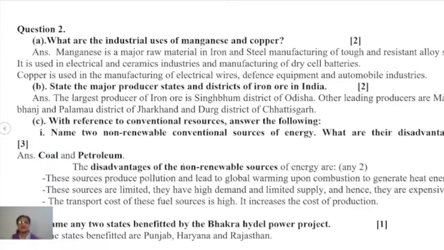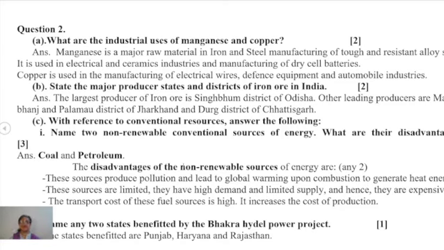In section 2, as we discussed just now, out of 5 questions you need to do any 3. First of all, we start with question number 2. You can see the question: What are the industrial uses of manganese and copper? It is of 2 marks.